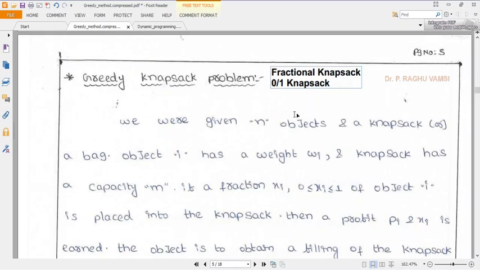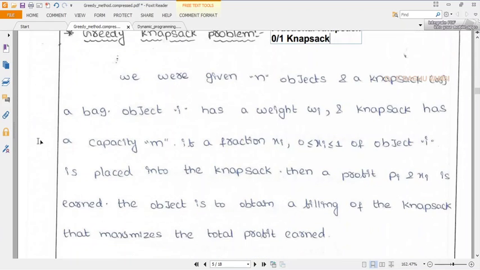And 0/1 knapsack, the best way of solving it is by dynamic programming, that we'll see afterwards. So in the greedy knapsack problem, we were given n objects and a knapsack or a bag. Object i has a weight Wi and the knapsack has a capacity m.